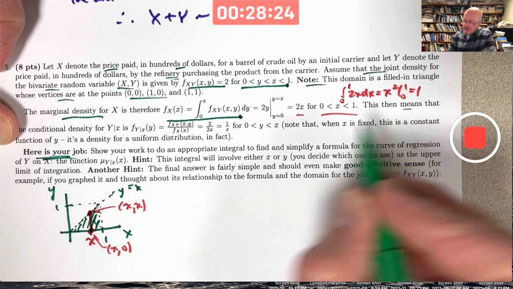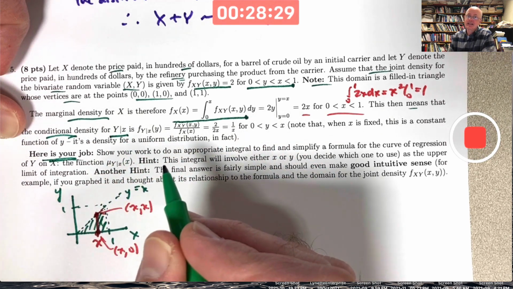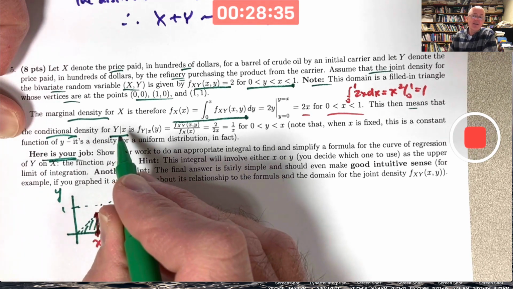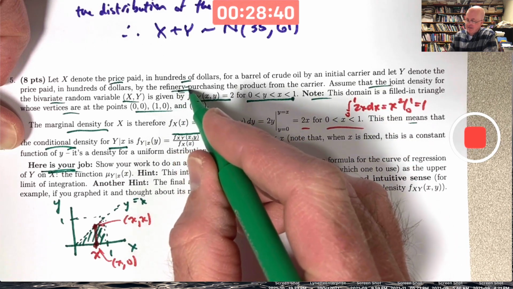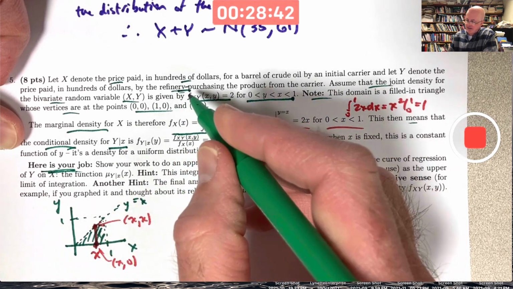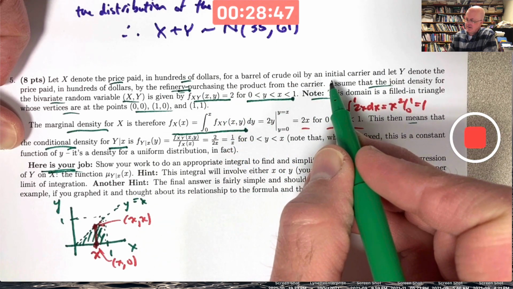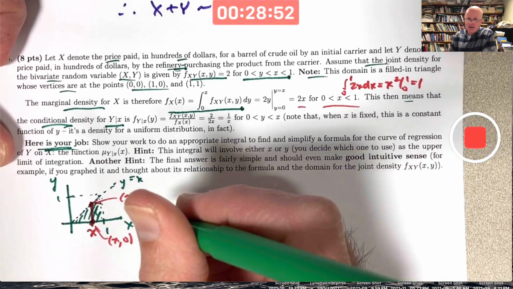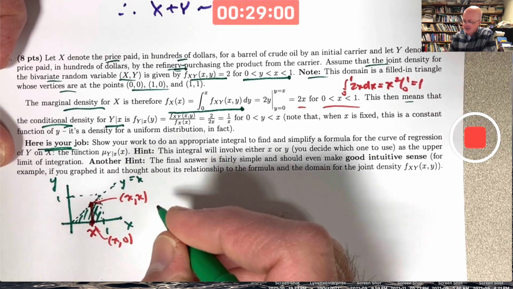Next thing, this means that the conditional density for y given x, this is a random variable modeling y values, prices paid by the refinery. Y being less than x, by the way, means that the refinery pays less than the initial carrier. Okay, does that make sense? I guess so. Actually, I think it should be the other way around, perhaps. I'm not sure, and I don't want to take the time to think about it.